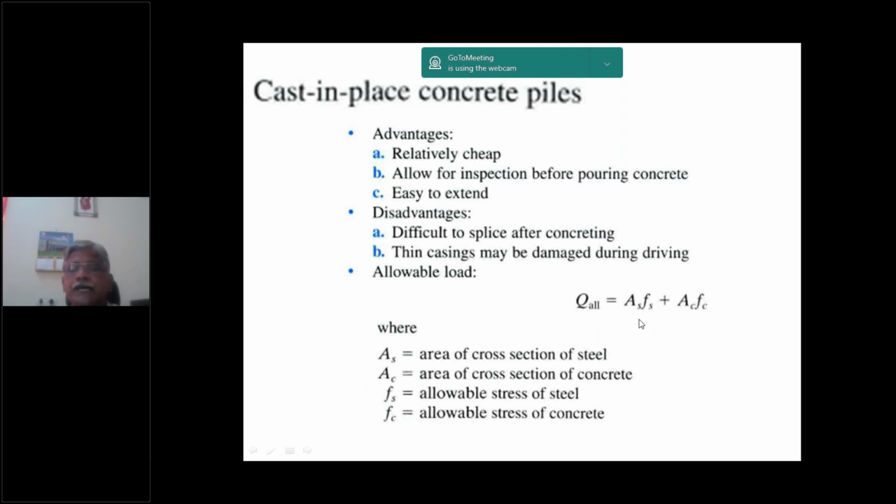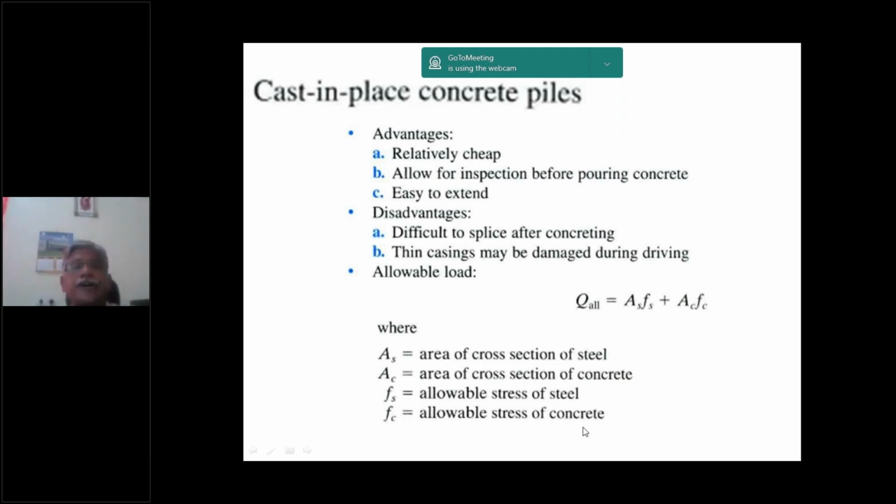Those are the advantages of cast in place concrete piles, and the allowable load can be calculated based on this simple formula ASFS plus ACFC. AS is nothing but area of cross section of steel, and AC is the area of cross section of concrete. FS is the allowable stress in steel, and FC is the allowable stress of concrete. So the structural load carrying capacity of the piles can be calculated like this.